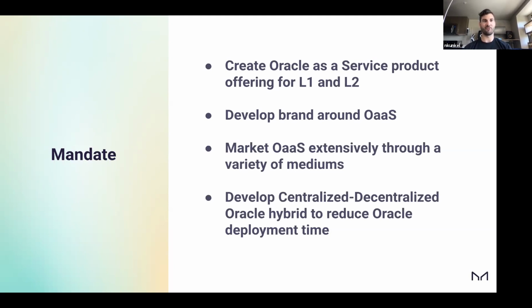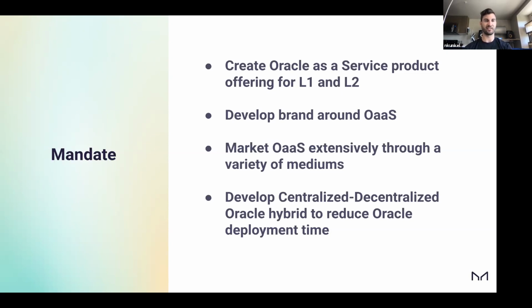But we also want to be responsible in-house for marketing that brand and for pushing our message of product offerings through a variety of mediums. So we don't want to be dependent on an external marketing core unit, right, which is going to have various competing priorities within the DAO for marketing. We'd like to do the Oracle related marketing in-house.